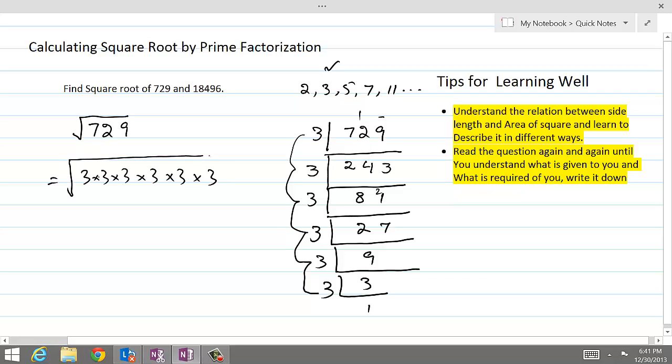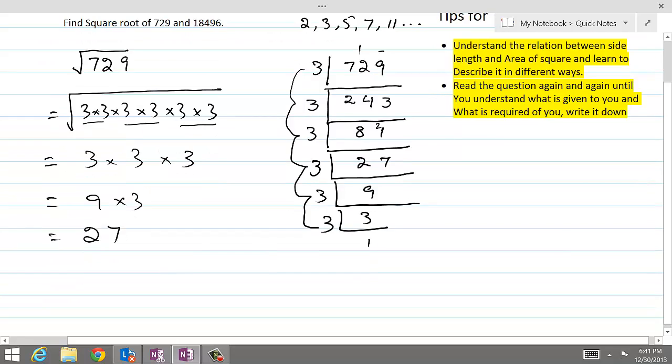Let's keep the square root and make the pairs. This is one pair, this is the second pair, this is the third pair. Now the rule is, if you have a pair inside the square root, you can take 1 out. So from this pair we take 3 out, from this pair we take 3 out again, and from the third pair we take 3 out again. This will give us 3 times 3 times 3, so this is 9 times 3, and that is equal to 27, which means that 27 is the square root of 729.